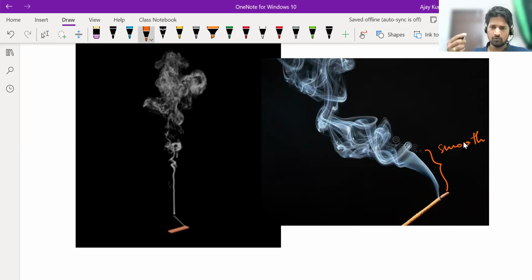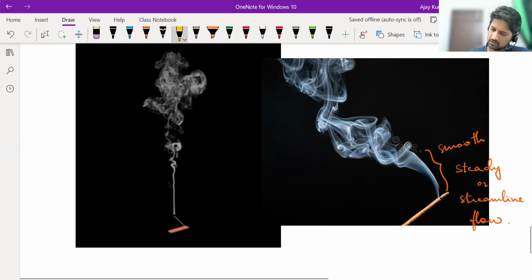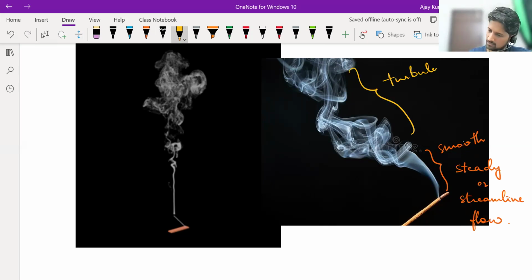The part of the flow which is smooth is called steady flow, or you can also call it streamline flow. And the part where it is disturbed is called turbulent flow. See here, the shift from streamline to turbulence is happening. The smoke is rising smoothly up to some distance, and after that it is getting disturbed.